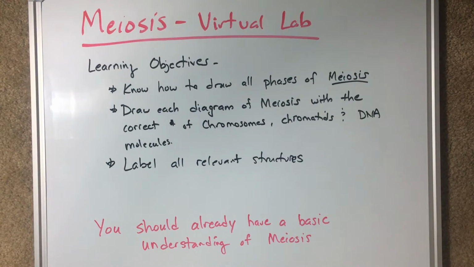All right, so now we're going to go ahead and start talking about meiosis. And this is a virtual lab. I like to call it a virtual lab. But pretty much what I'm going to do is I'm going to be drawing each of the phases of meiosis. I'm going to kind of describe it a little bit and then count the number of chromosomes, chromatids, and DNA. And hopefully from this exercise you'll be able to do it on your own as well.